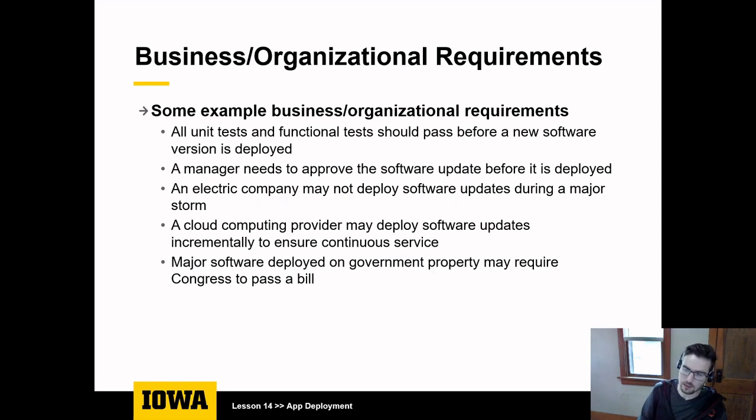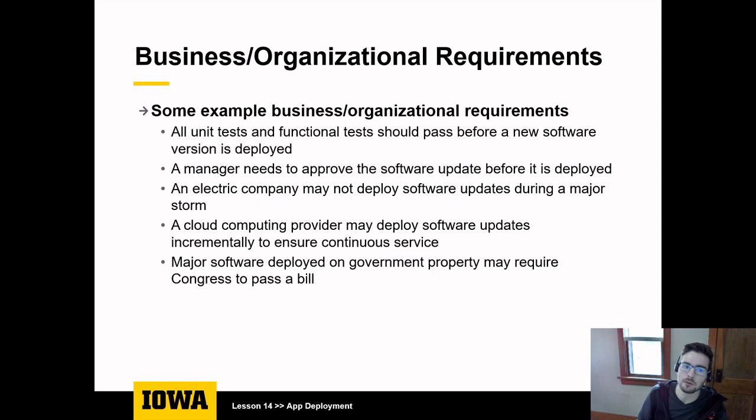So that's another example. An electric company might say, even if the software is good to go, it's approved, we want the new version out there. They might say, well, we want the new version out there, but we cannot deploy the software if there is a major storm going on at that point, right? Okay, so another requirement that an organization of a specific type might deem a good idea.